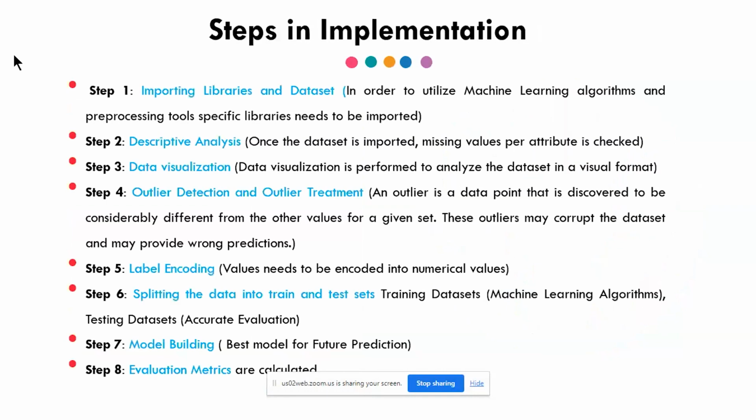And next, the steps in the implementation. Actually, these are 8 different steps which have to be considered for how to incorporate this IF-based algorithm in the DNN: importing the libraries, data description and visualization, outlier detection, label encoding, and splitting the data. These steps are what I described earlier in the flow diagram. I have written them here, along with how the model is built and how the metrics are calculated.